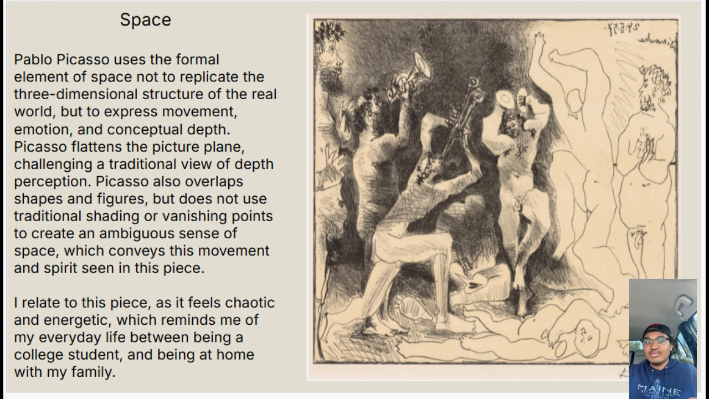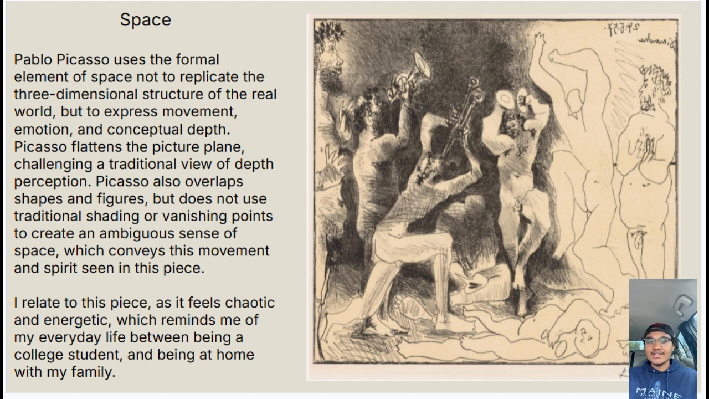Instead, it is a flat plane in which he has overlapping elements and shapes, such as the man in the middle banging the cymbals. We see his feet overlapping, and I feel this adds to the element of chaos and emotion trying to be displayed in the Fawn's Dance.